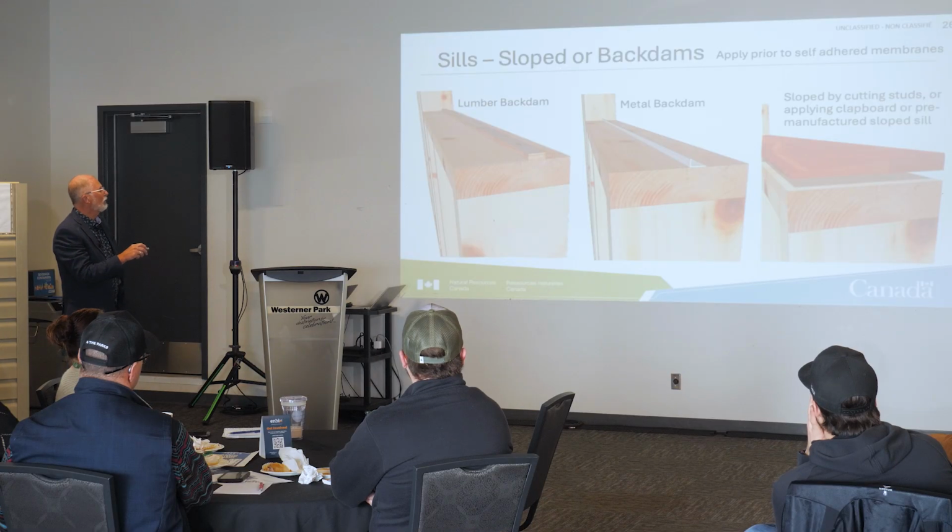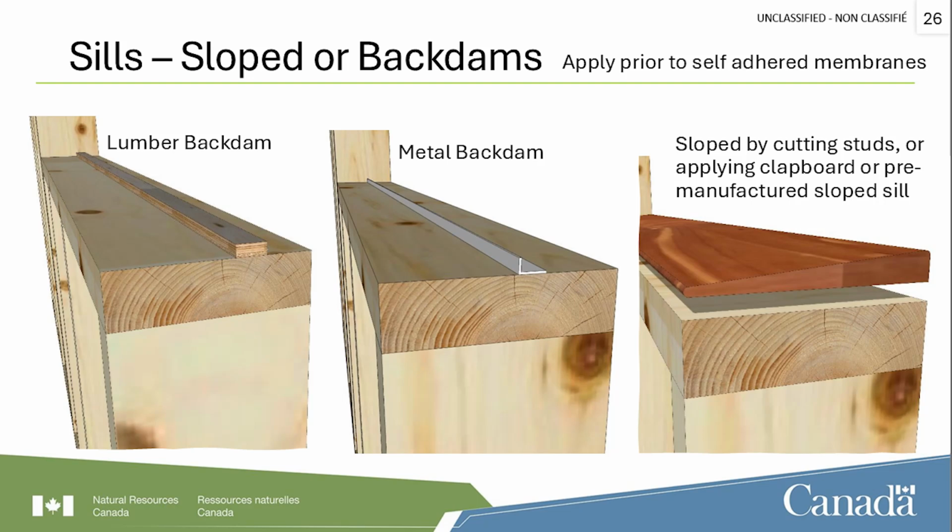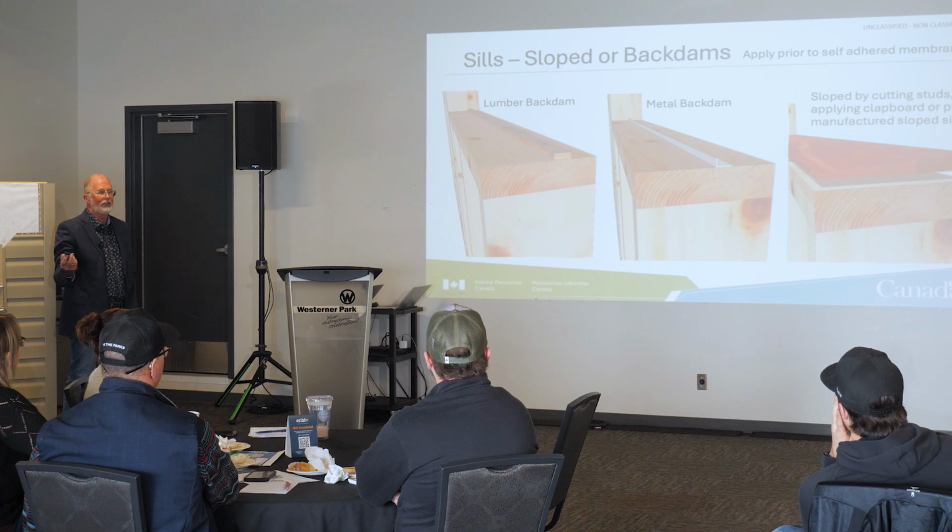So some of the ways that we can achieve this are, you can put a piece of lumber behind it. This is a common one in Ontario where you put a little metal backstand, especially in commercial construction. That's a very common one. In Eastern Canada, they like to use clapboard because they use a lot of clapboard. So it's just a cedar piece of siding that they put on there and it's got the slope built into it.